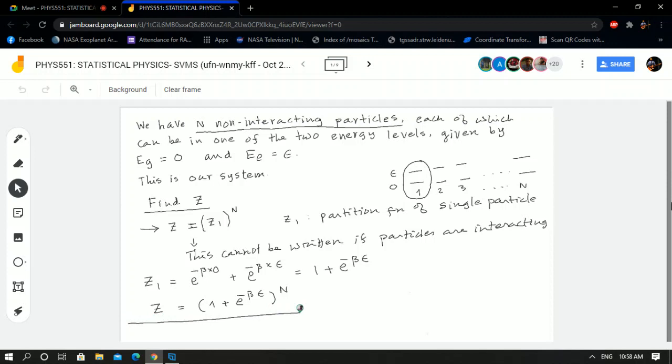Now let's say we are interested in, so our partition function is Z equal to 1 plus e to the minus beta epsilon raised to the power n. For example, I want to find the entropy of the system.